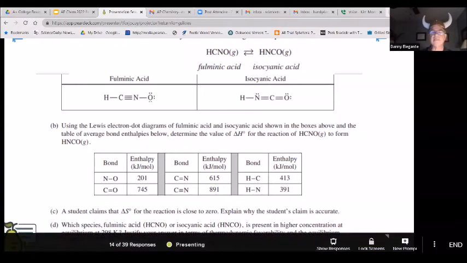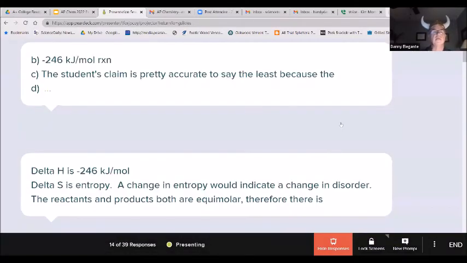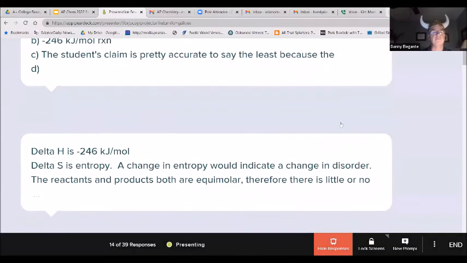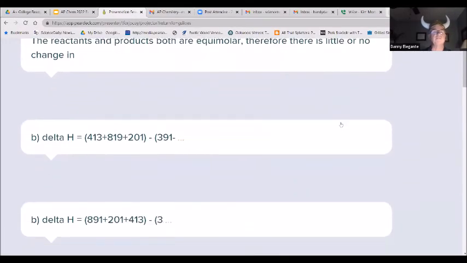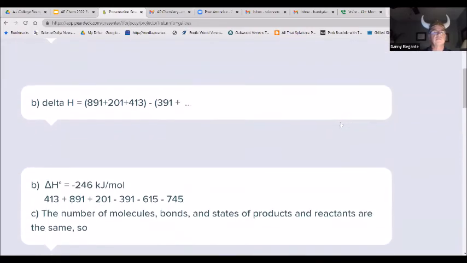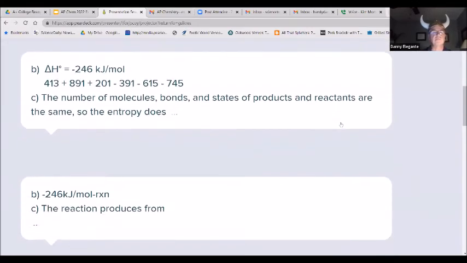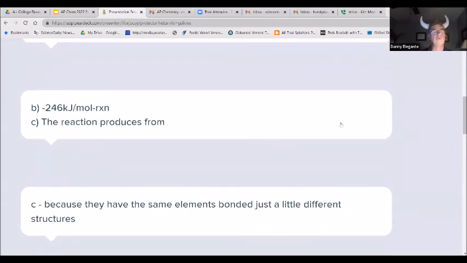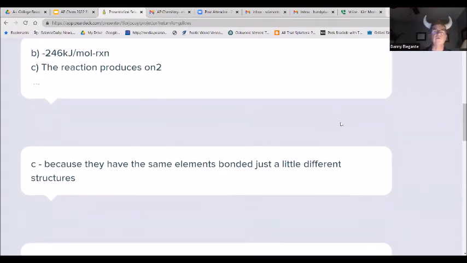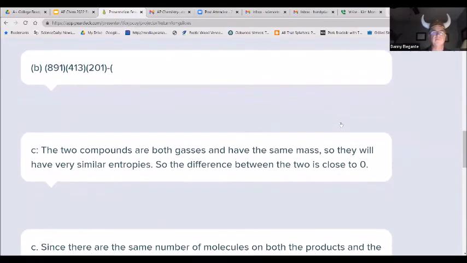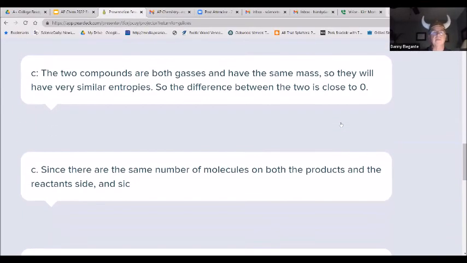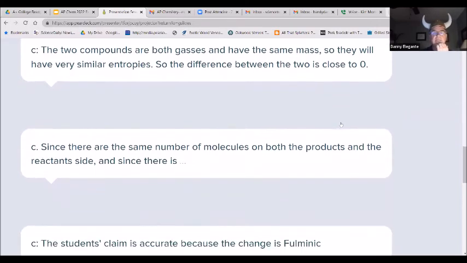I'm just going to peek at some of your answers. I know a lot of y'all are still typing. All right. Somebody answered B. So they found delta H is negative 246. Okay, cool. Oh, and y'all are including units. How great is that? Because, you know, units are important. So just flipping through, here's a couple of people that decided to do just the entropy part.